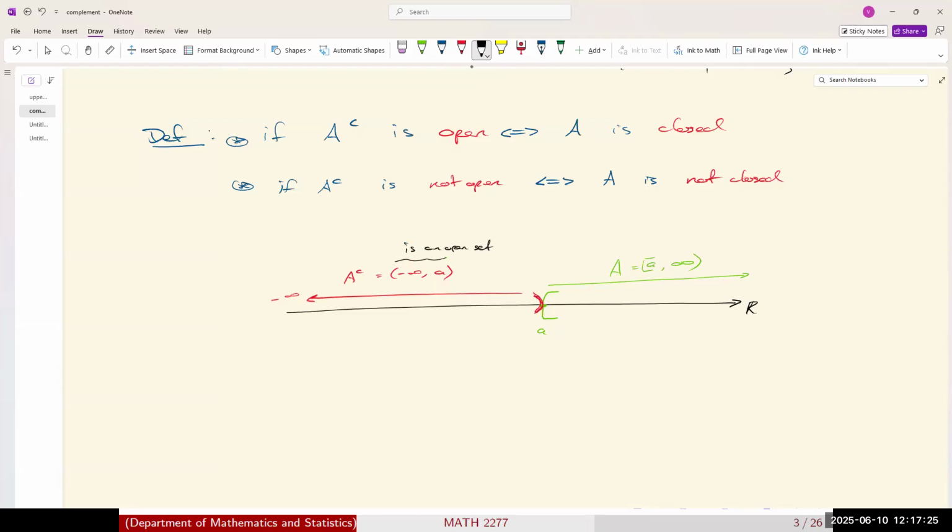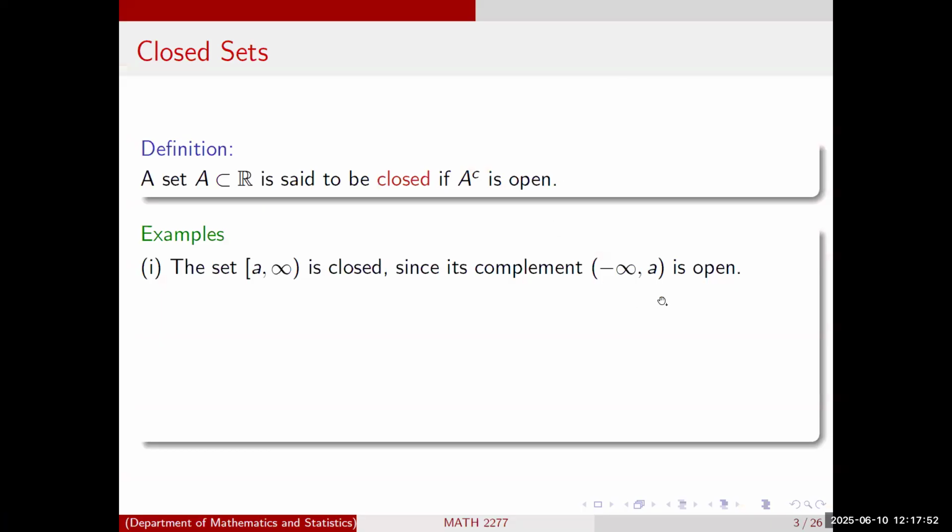Okay, so if the complement is an open set, that means that the original set is closed. So what we have shown here is that this set is closed because its complement was open. So for now, if you want to figure out whether or not a set is closed, look at the complement, and that is the set you're going to be looking at.